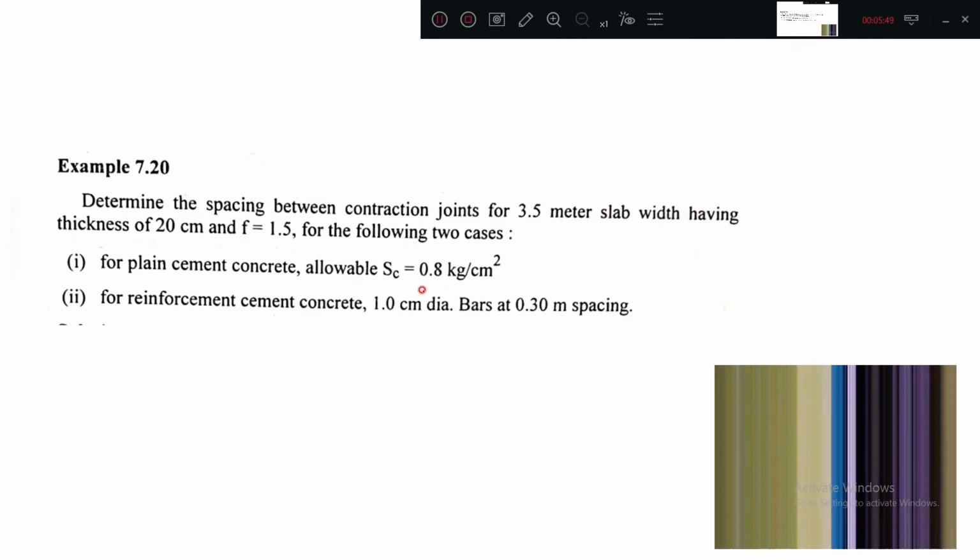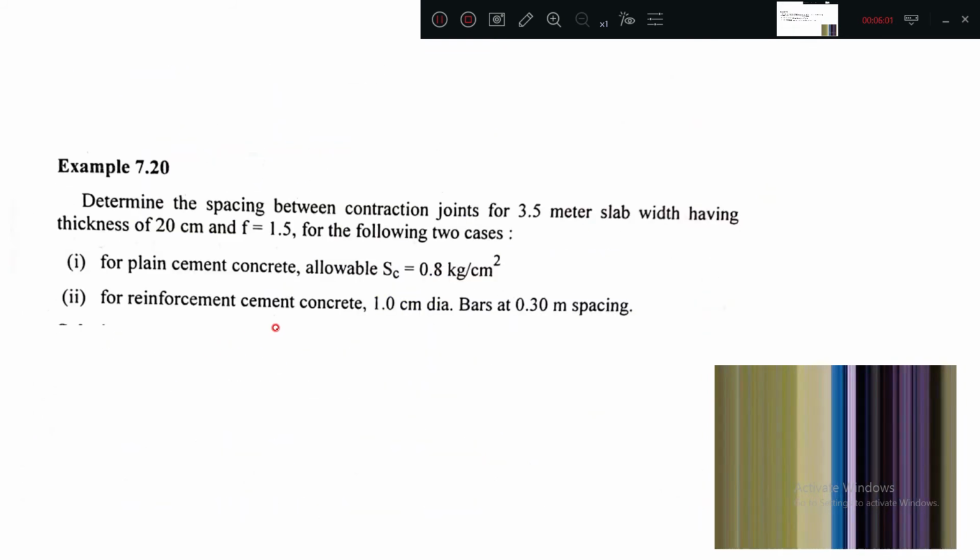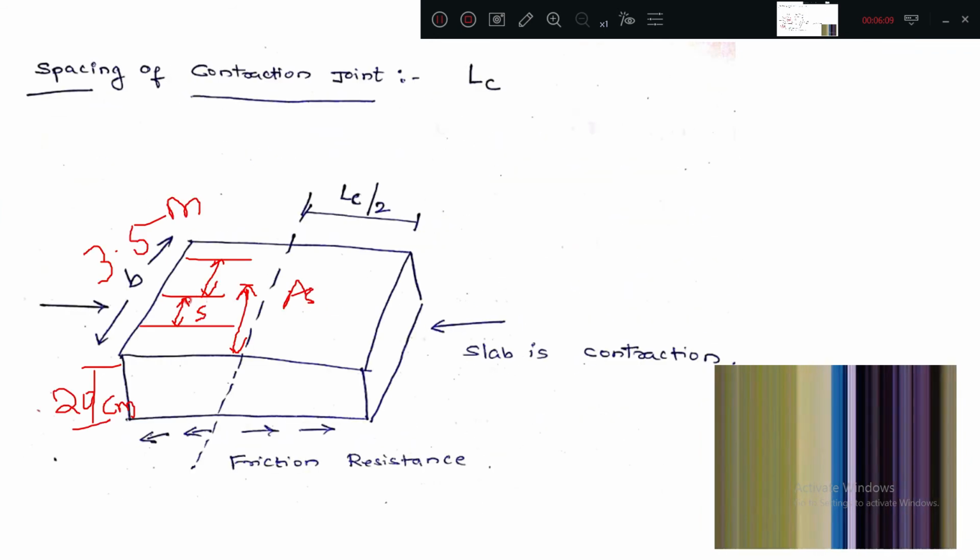Now the remaining things they have given like this. For plain concrete, there is one formula, for which you require SC. This SC for PCC they have given. For reinforced concrete, they have given the diameter of the bar and its spacing.